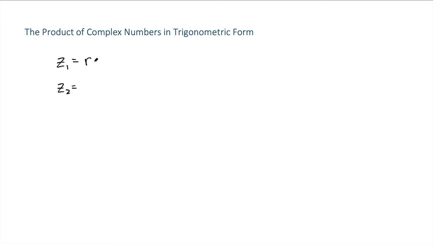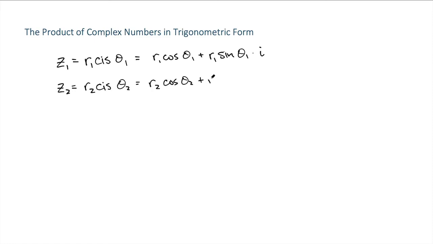So Z1 we're going to say is R1 cis of theta 1, and Z2 is R2 cis of theta 2. Now remember what this really means: this is R1 cosine of theta 1 plus R1 sine of theta 1 times i. And this is similarly R2 cosine of theta 2 plus R2 sine of theta 2 times i. And very often we'll just factor the R1 and the R2 out. And actually I'm going to do that here. That means that it's this and this.